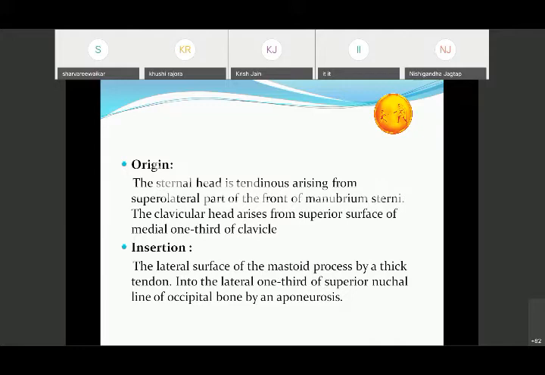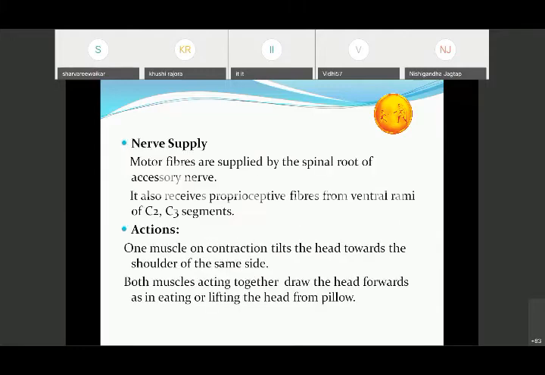So sternocleidomastoid: origin from the sternum, that is the manubrium sterni, as well as the clavicle, and insertion is over the mastoid process. The nerve supply: the motor fibers are supplied by the spinal root of the accessory nerve, and it also receives proprioceptive fibers from the ventral rami of C2 and C3.